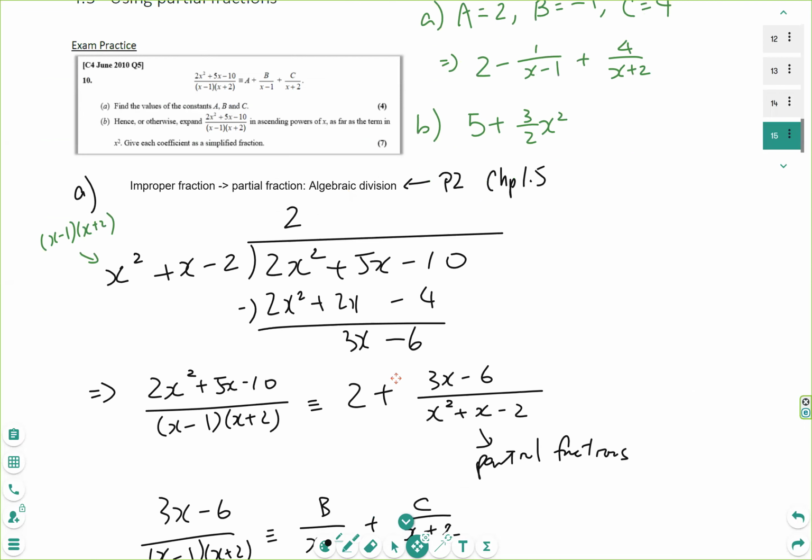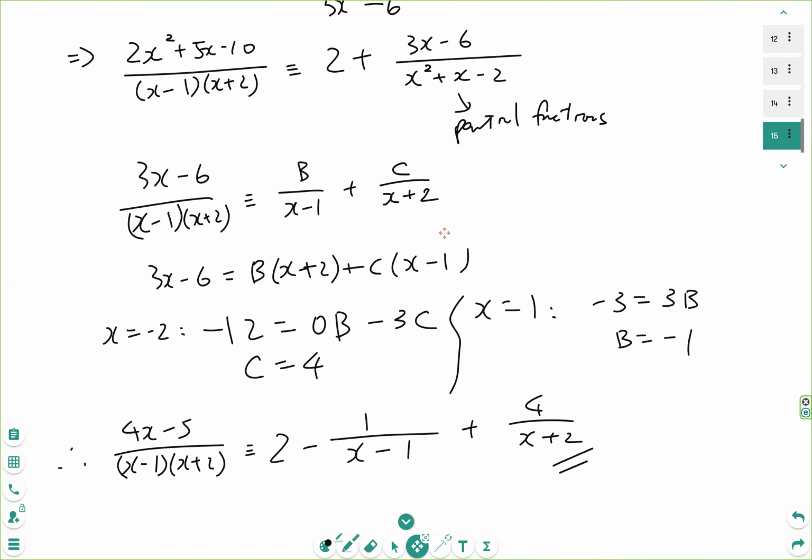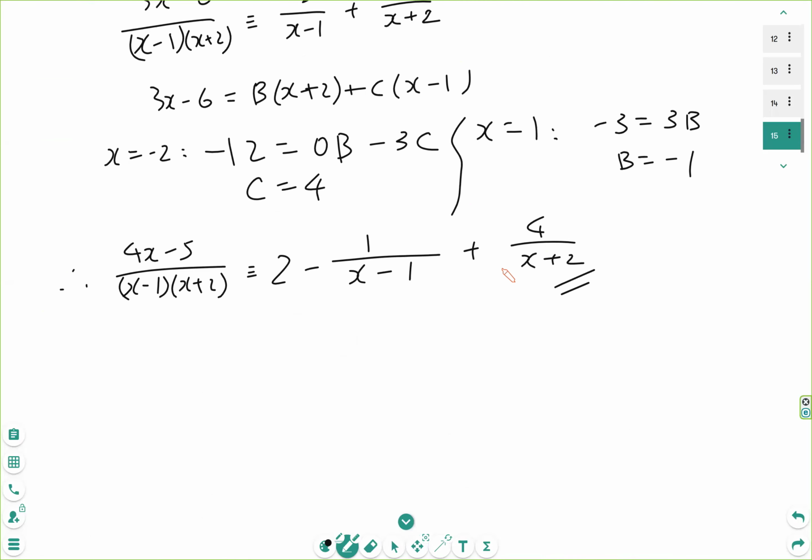So we want to expand this. So how to expand this? Well, to expand this, we have the expansion for this one and the second fraction. Let me use a different color for that.